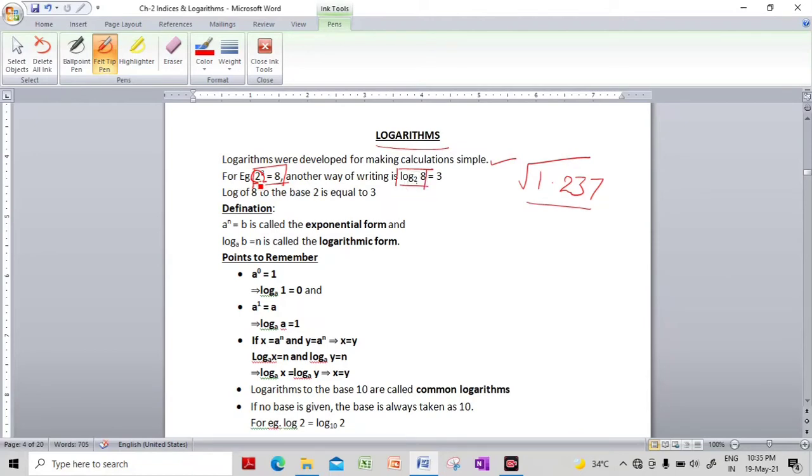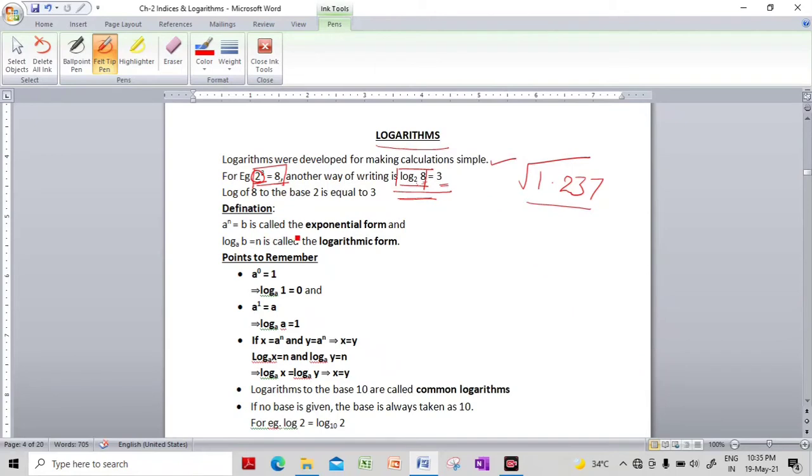Whatever the number is as the base, that comes in the base here, and 8, what it is equal to, comes along with the 8, equals 3. In this way, we convert the exponential form into logarithmic form, and we read it as log of 8 to the base 2 is equal to 3. This is how we read the logarithmic form.